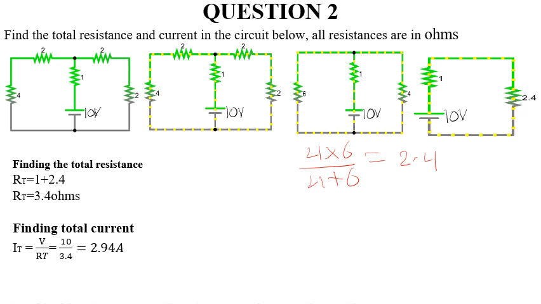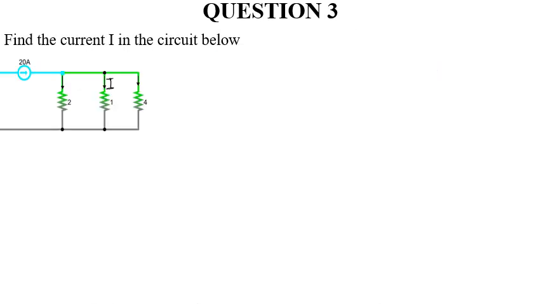Moving on to our next question. It says find the current I in the circuit below. This is a 20 amp, the total current entering. You realize that when it gets to this node, some comes here, some comes here, and some comes here, and they've named here I, and they are telling us that we should find the current I.